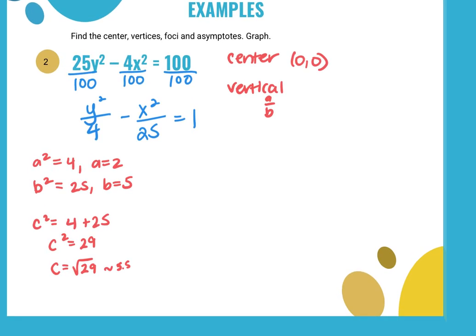I can find my asymptotes already too. Asymptotes: y equals plus and minus a over b x. So y equals plus and minus, the a is 2, the b is 5, x.